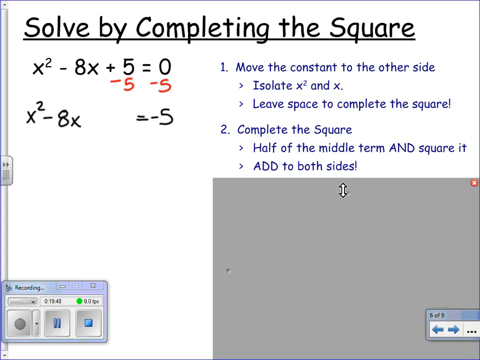So complete the square. You're going to take half of the middle term and square it. And then also make sure you add it to both sides. That's the place where a lot of people can make small errors. So what's the number that completes the square here?